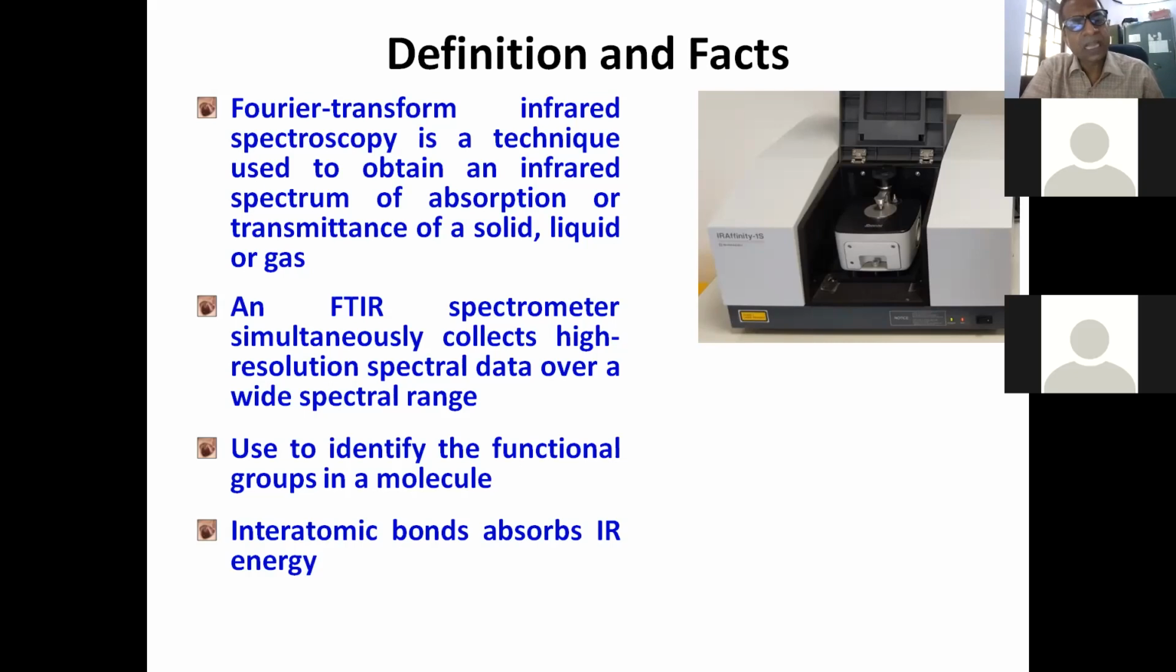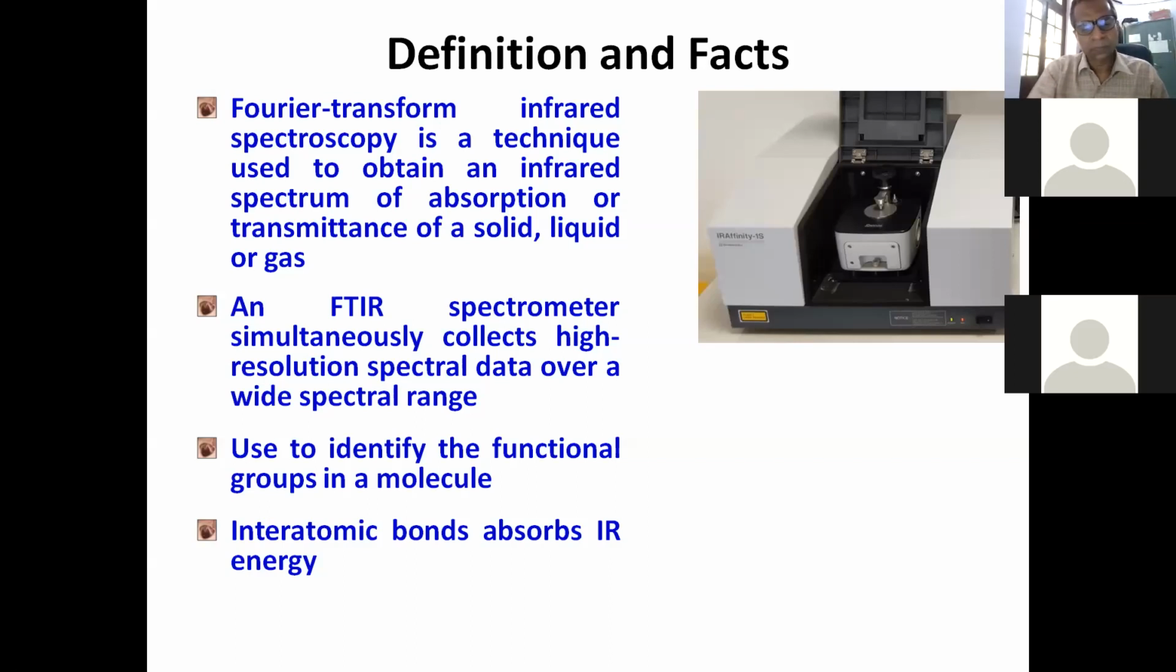An FTIR spectrophotometer simultaneously collects high resolution spectral data over a wide spectral range. In general, the range of FTIR covers 400 cm⁻¹ to 4000 cm⁻¹, and it is used to identify the functional groups in a molecule. Functional groups like alcoholic group, nitrile group, sulfide group, carboxylic group, and a number of other functional groups are possible, and all those groups can be identified successfully by using FTIR.